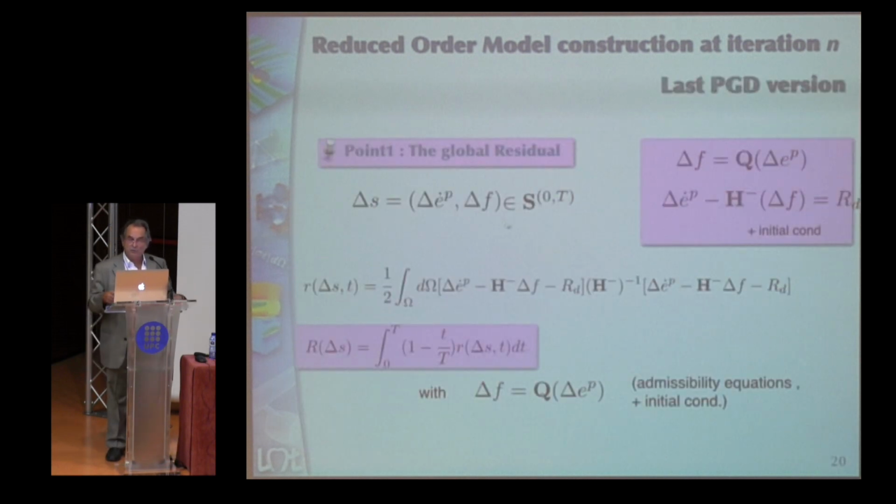So to introduce the PGD, we need a global residual. It is very easy. We consider that the third direction, which is here, with operator capital H, is a kind of constitutive relation. So we introduce the constitutive relation error, which is defined over the time-space domain, and so we have to minimize this constitutive relation error. That is our global residual. But we have some constraint, admissibility equation plus initial condition.